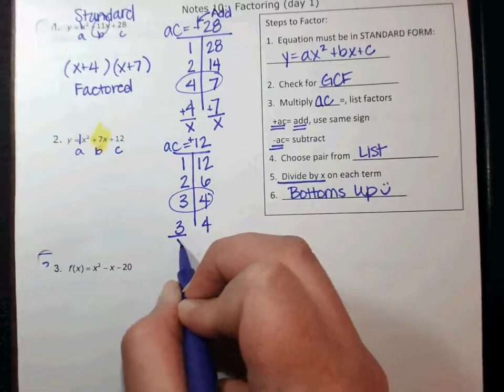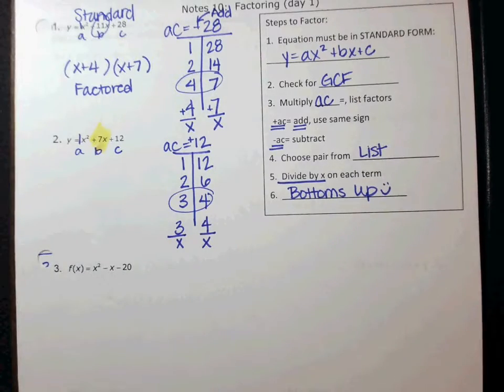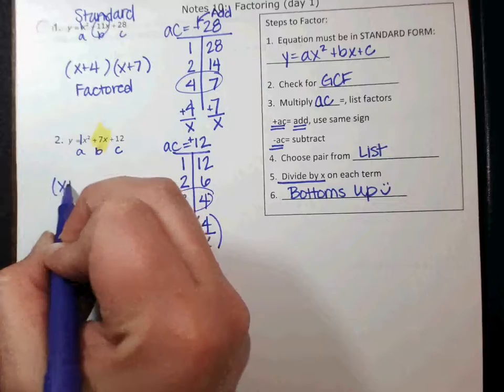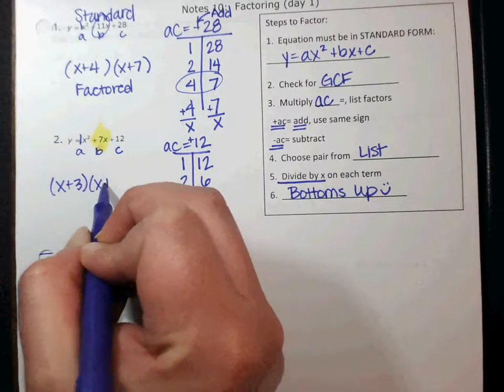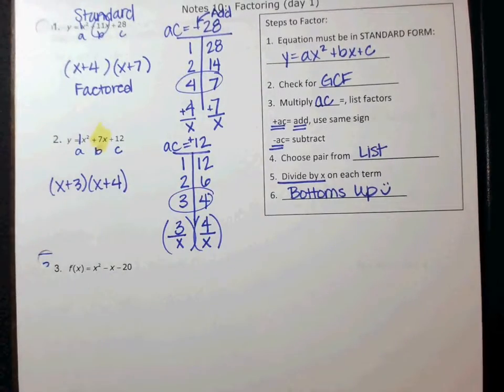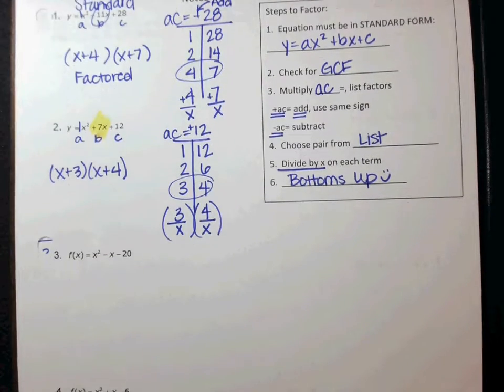I divide them both by x. And then bottoms up. What's my first factor? x plus 3 and x plus 4. Do you throw equals in front of it? You can if you want to, but you don't have to. Alright, let's come down to number 3.